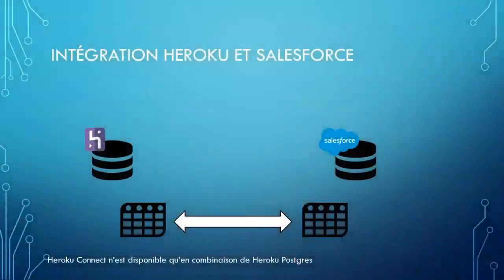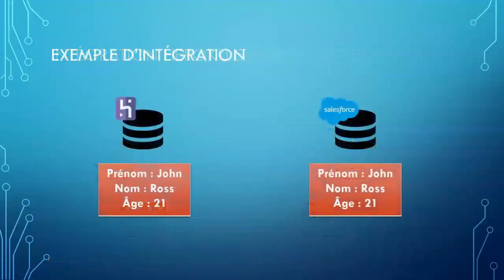This add-on is only available in combination with the Heroku Postgres add-on. So for you to use it, you will need to have Heroku Postgres installed in your application. Let's make an example of how this would work. Let's say you have a table with 3 fields: first name, last name, and age. Let's say we have someone named John Ross who is 21 years old.